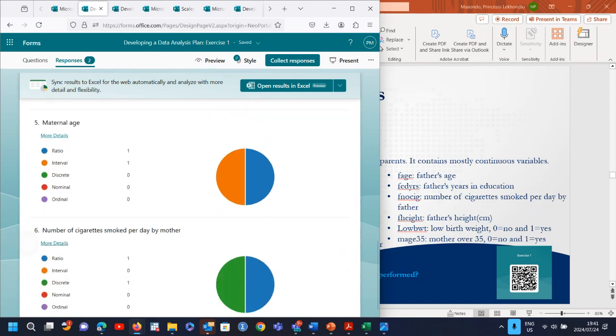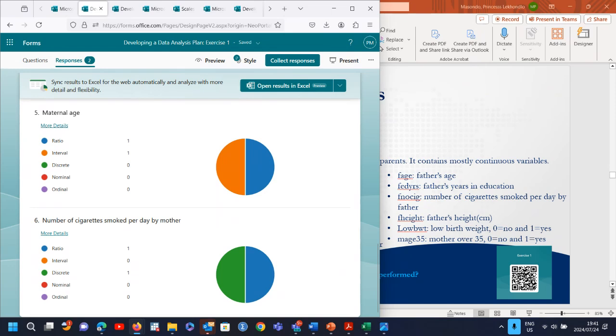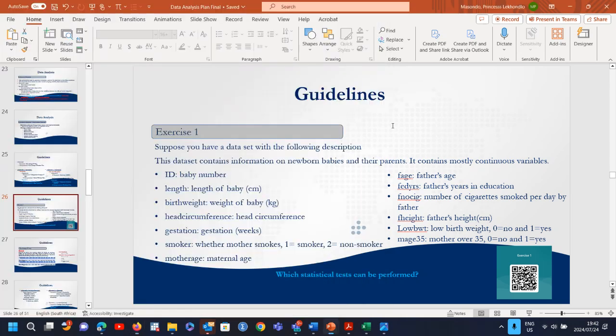Then the number of cigarettes smoked per day by the mother, it's going to be, I suppose, discrete. It's discrete because it's a count, but it's a discrete that is ratio, right? Because someone can say 0, which means they don't smoke at all, which makes it a ratio. So it's a discrete that is ratio scaled. Thank you for your participation. I hope the exercise helped.